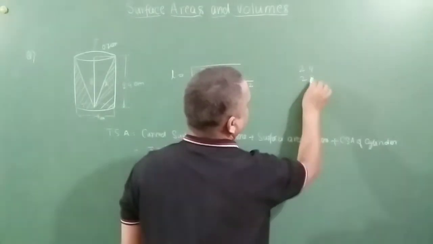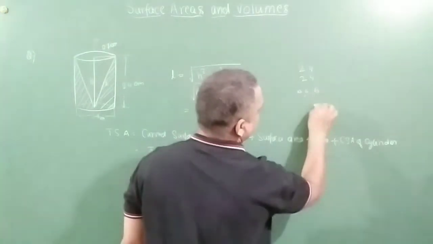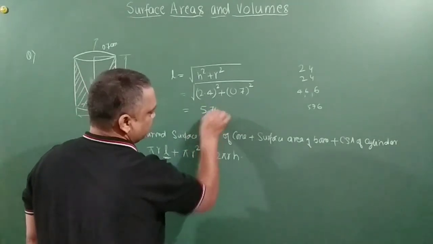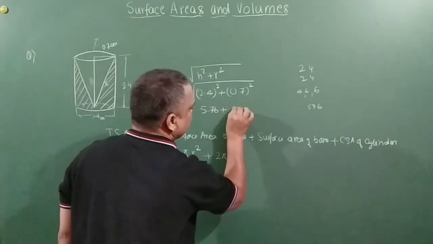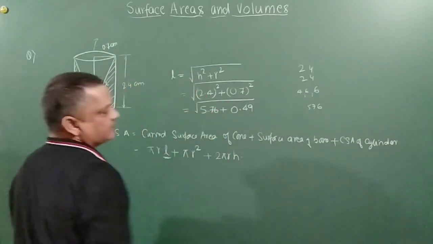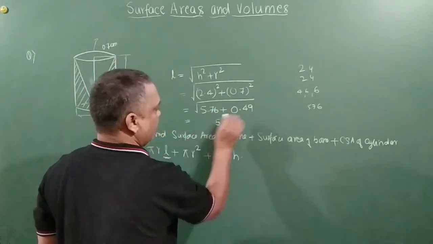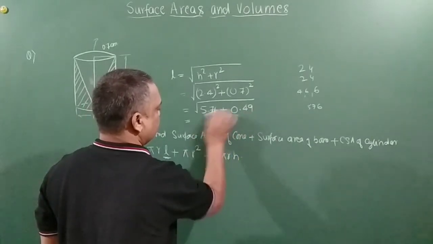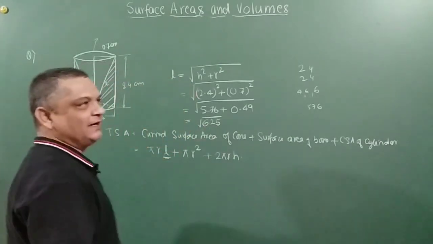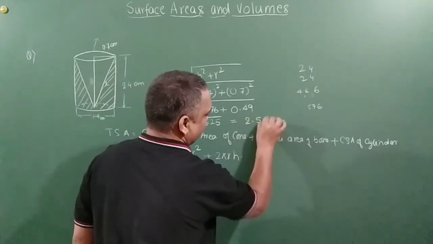One, 16, 6, 1, 4, 6, 7, 5, 576. So 5.76 plus 0.49, right, friends? Which is also equal to 6.25. So basically it is 2.5 squared, friends, right? So which is equal to 2.5 centimeters.